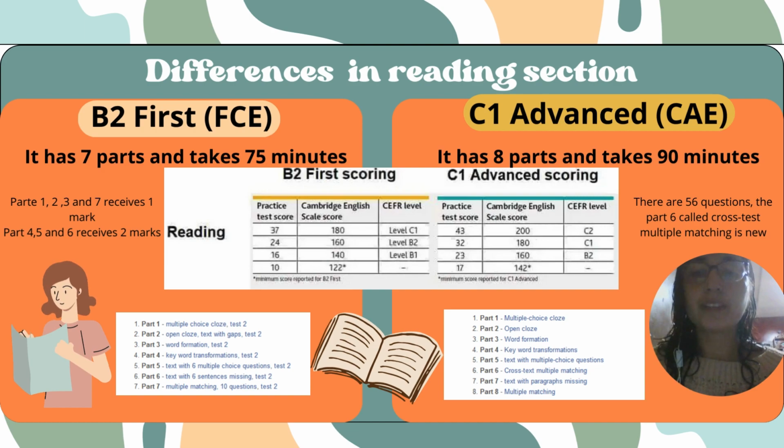I'm going to talk about the difference between FCE and CAE in the reading section. FCE has 7 parts and takes 75 minutes. 4 parts receive 1 mark and 3 parts receive 2 marks. The lowest score for this section is 122, and the highest score is 180.